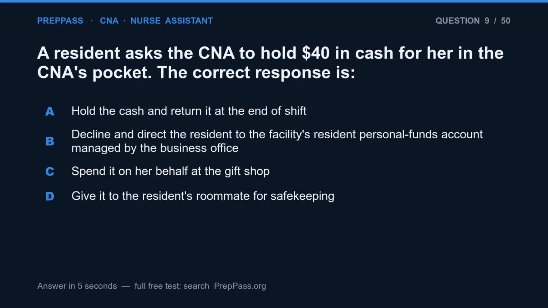Question 9. A resident asks the CNA to hold $40 in cash for her in the CNA's pocket. The correct response is: A. Hold the cash and return it at the end of shift. B. Decline and direct the resident to the facility's resident personal funds account managed by the business office. C. Spend it on her behalf at the gift shop. D. Give it to the resident's roommate for safekeeping.